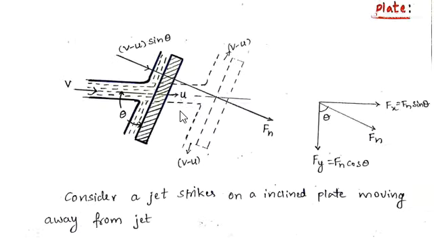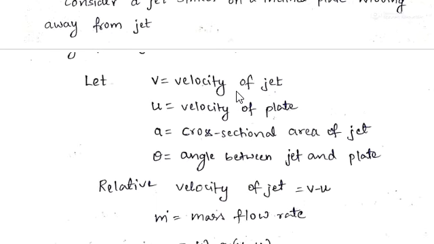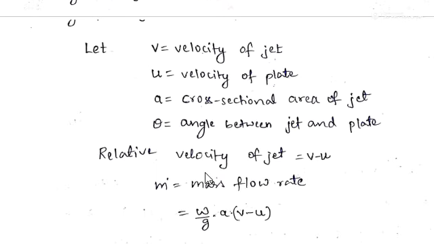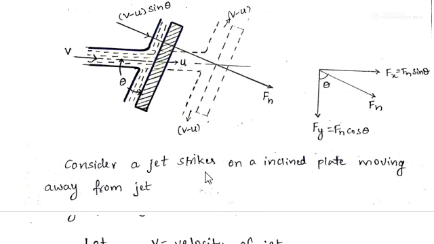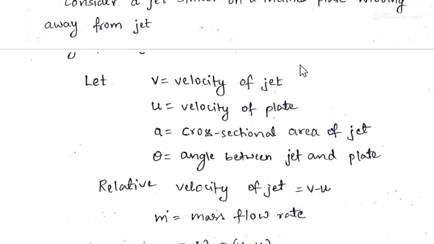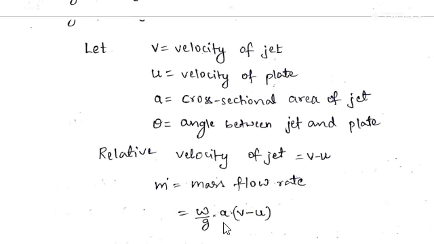But here the plate is moving, and the jet is anyway moving. So there is a relative motion or relative velocity between jet and plate. Here the mass flow rate is the mass of fluid or jet which is striking this plate per second. So that will be w by g into a into v minus u.